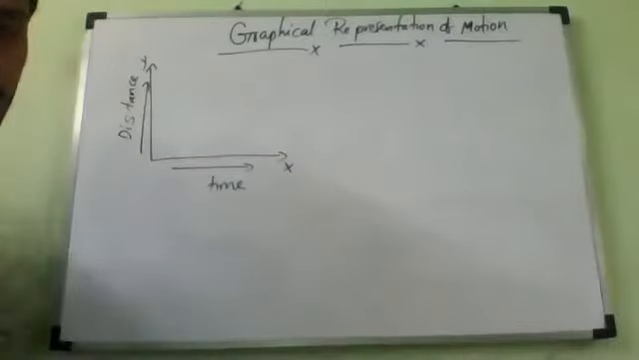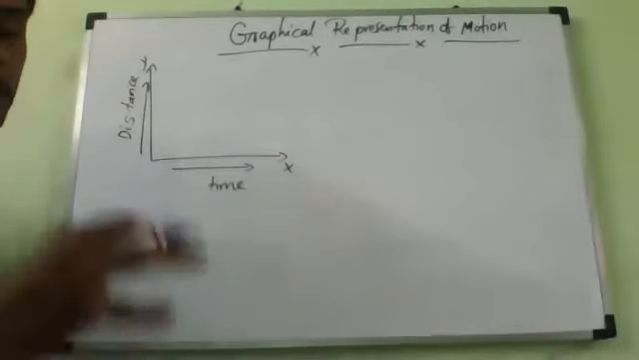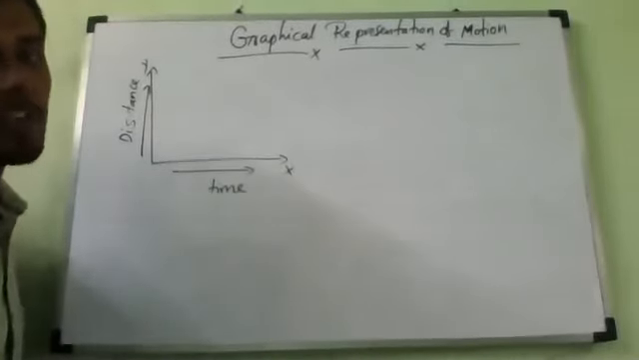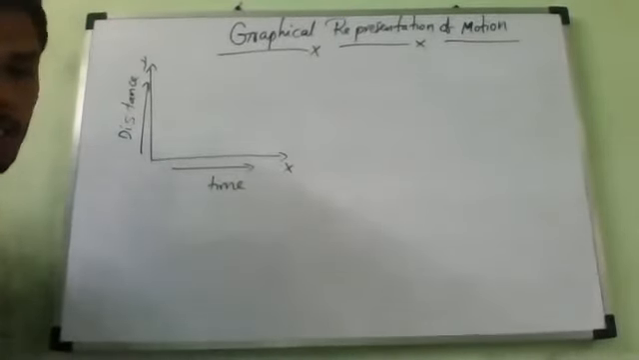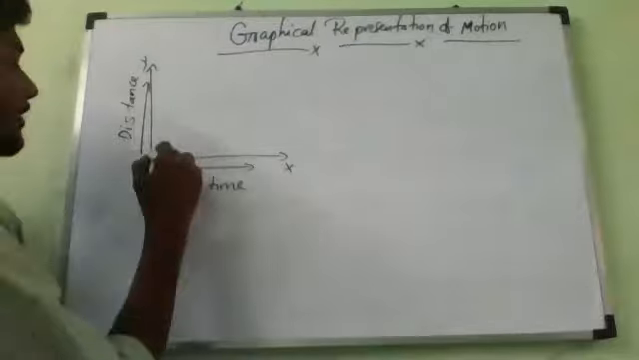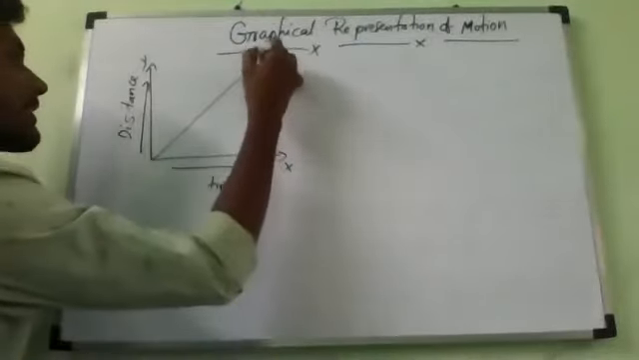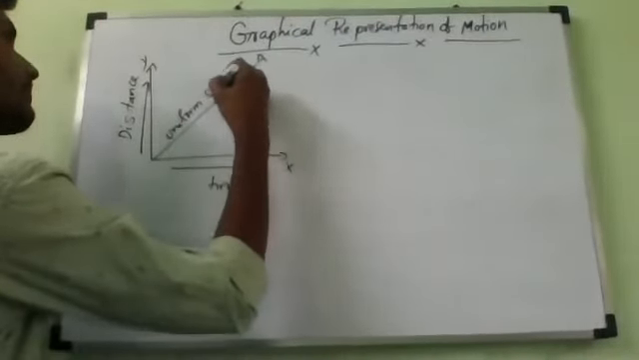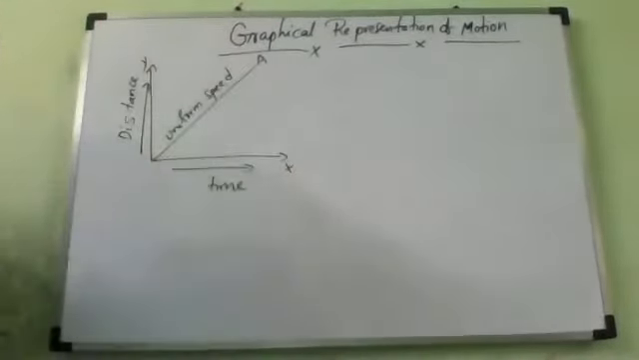Sir, distance and time graph will always give you what? Speed or velocity, always. That's all. Understand, brothers? Because distance by time will give you what? That is only correct. So now, if it is a uniform velocity, then the graph will be like this. Uniform speed or uniform velocity. This is the graph. Understand?